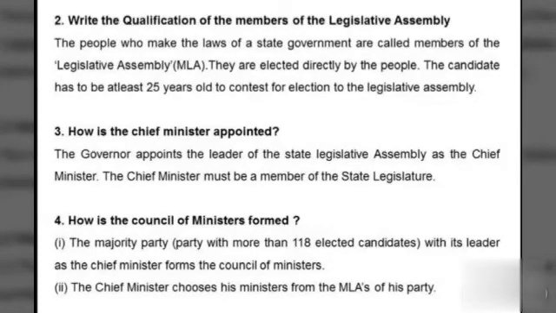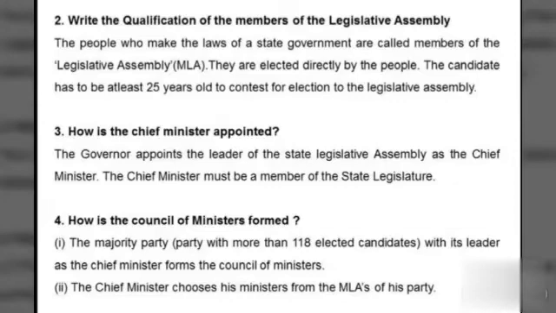Second question. Write the qualifications of the members of the legislative assembly. The people who make the laws of the state government are called members of the legislative assembly, MLAs. They are elected directly by the people. The candidates have to be at least 25 years old to contest elections to the legislative assembly.